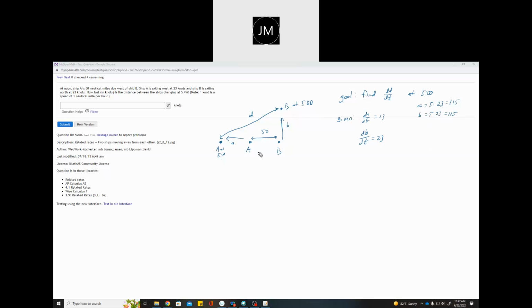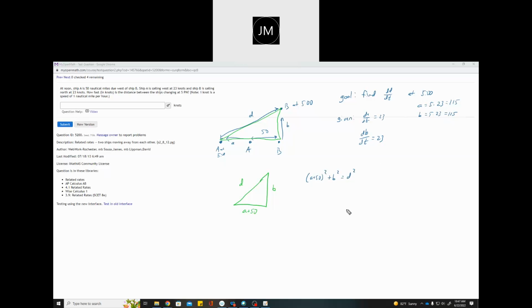All right, I need to find a relationship between A, B, and D, and I want to use the Pythagorean theorem, but I have to be careful. The triangle that I get, I'll just redraw my triangle and label it. This side is D, this side is little b, this side is A plus 50. So (A plus 50) squared plus B squared equals D squared.